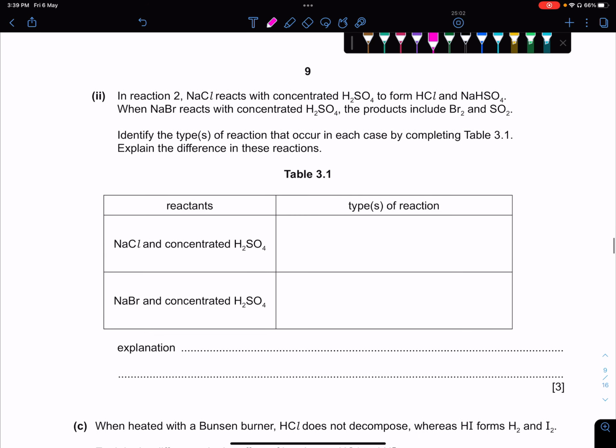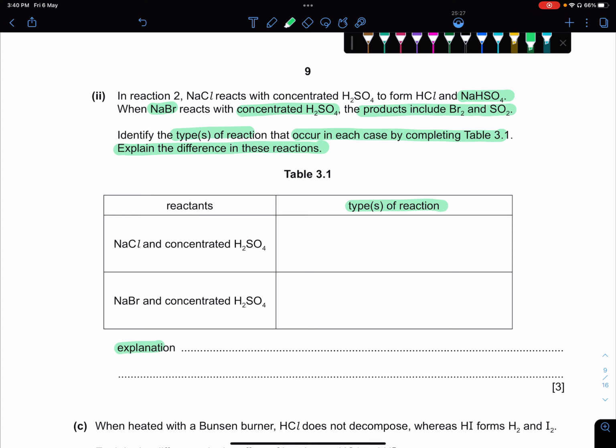Next part. In reaction 2, NaCl reacts with H2SO4 to form HCl and NaHSO4. When NaBr reacts with concentrated H2SO4, the products include Br2 and SO2. Identify the types of reaction that occur in each case by completing table 1. Explain the differences in these reactions. So 1 mark for the explanation, 1 mark for each stating the type of the reaction.